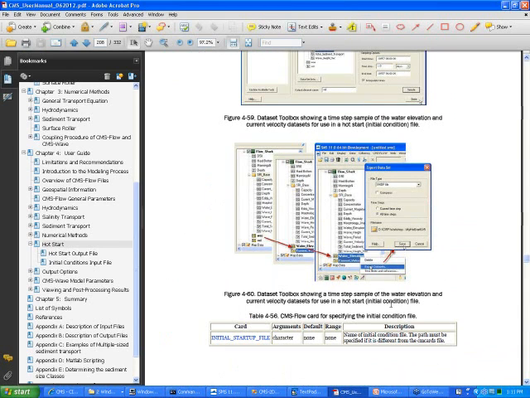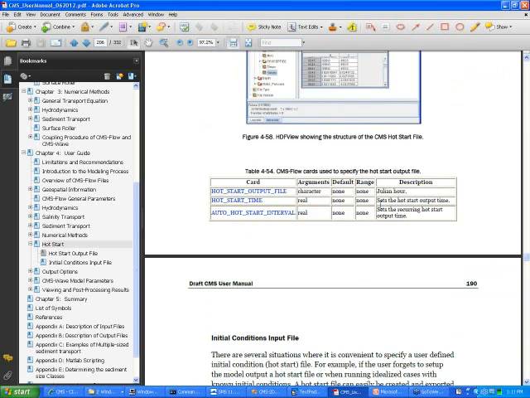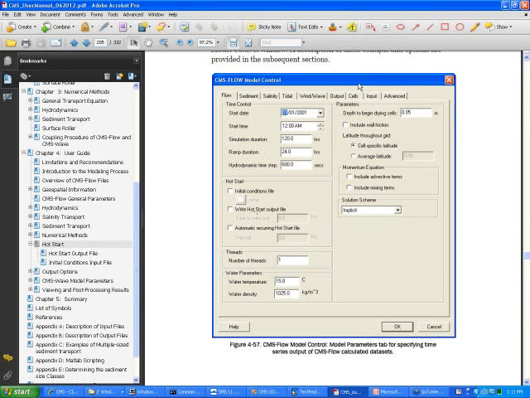like it explains here. So in this example, you can see that the user created these data sets, water surface elevation and velocity, that he sampled from a solution file, and then you simply export them into an XMDF file, and that's it. When you go to the CMS flow model control window, you check the box and then you specify the name of that initial conditions file.